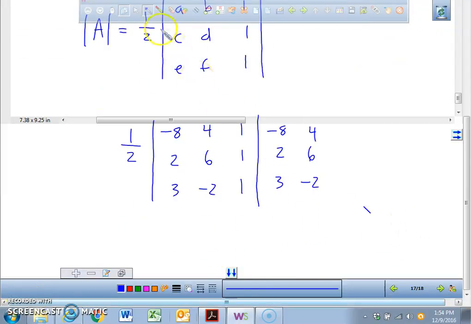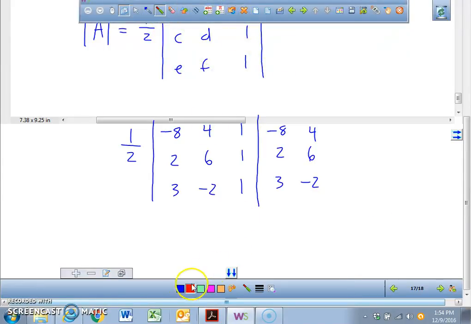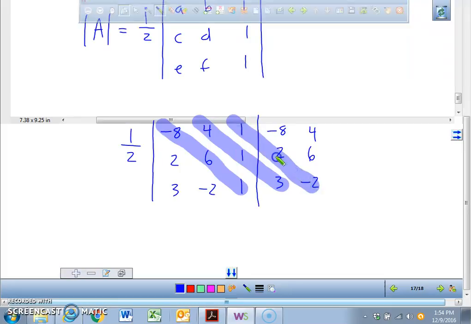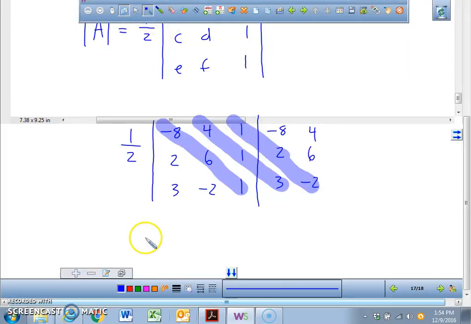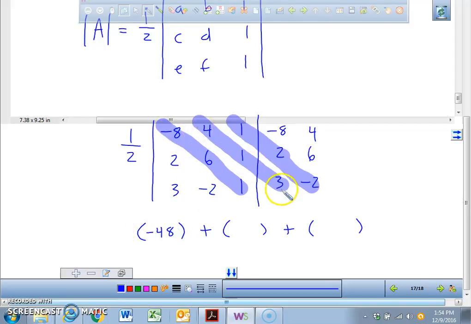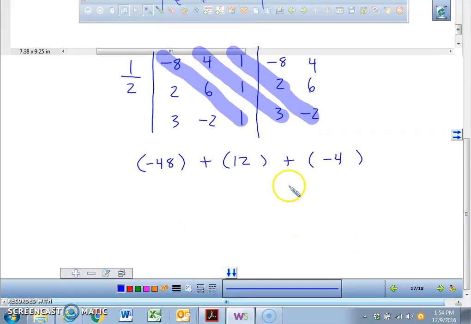All right, now that we have everything set up, I'm going to carefully make my diagonals. Product of the first plus the product of the second plus the product of the third. Product of the first, everybody, is going to be a what? -48. Product of the second, 12. Product of the third, -4. Alright. Now, what do we got to do? We got to add all these together. So this gets me a -52.